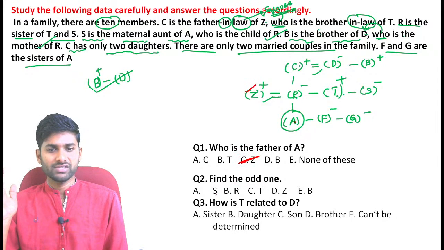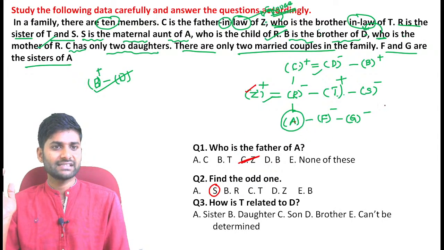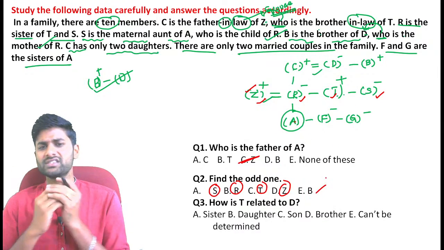Find the odd one. Now, see, what are the alphabets they have given? S they have given. Okay. R they have given. Okay. T they have given. Okay. Z they have given. Okay. B they have given. Then which one is the odd one?